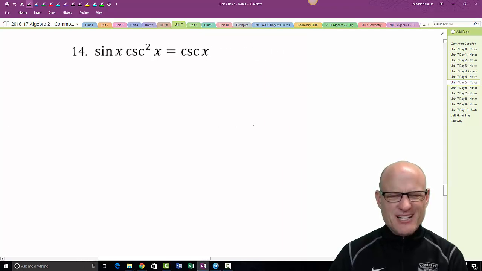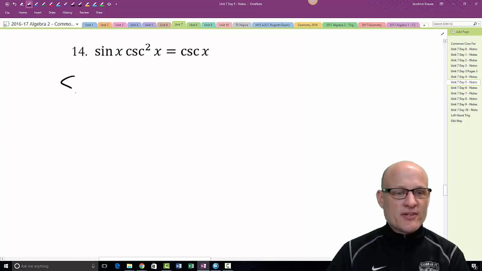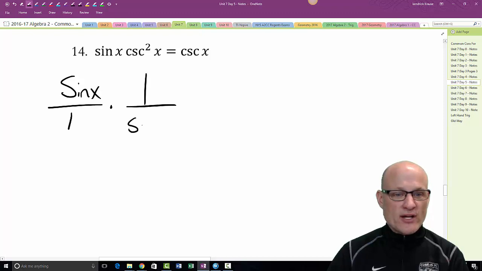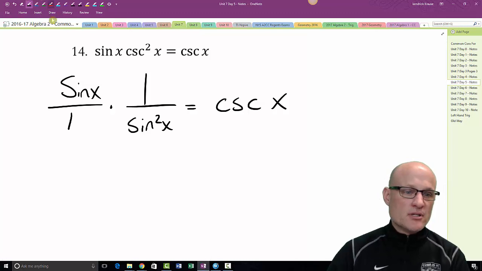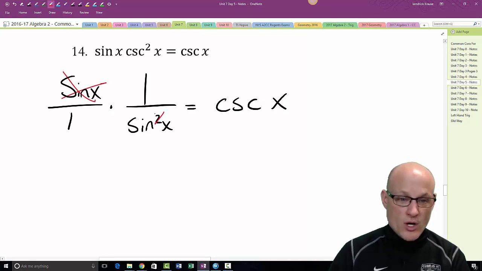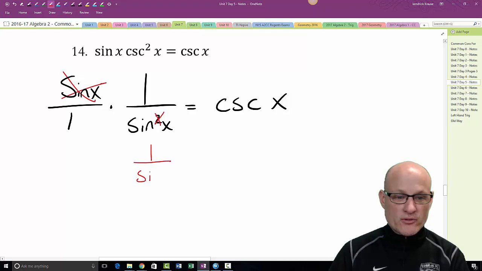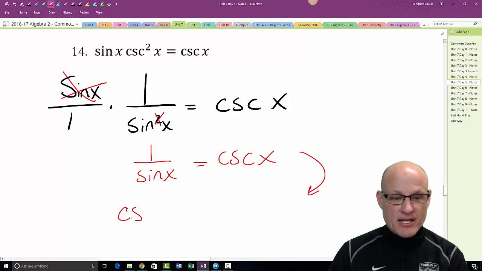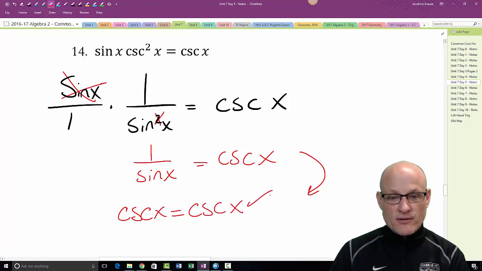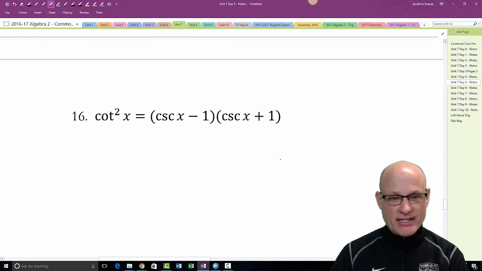This one looks a little uglier. No, it's not. It's easy. This is sine x over 1 times 1 over sine squared x. Does that equal cosecant x? Well, this one cancels with one of these. It leaves me 1 over sine x. Does that equal cosecant x? You can't stop here. You got to go one more step and give me that final step: cosecant x equals cosecant x. Ka-chang. And then you got to go ka-chang at the end.